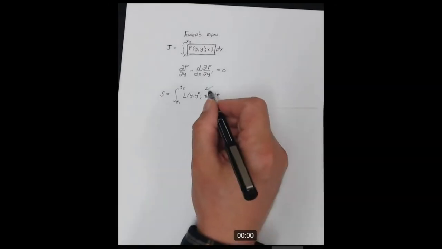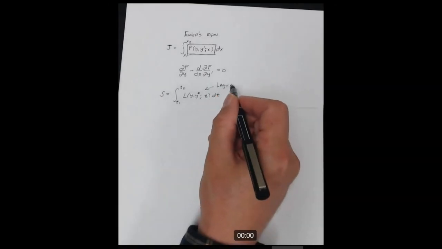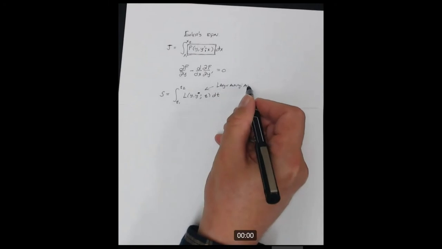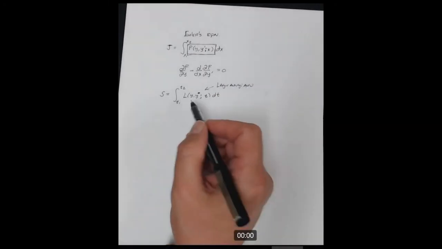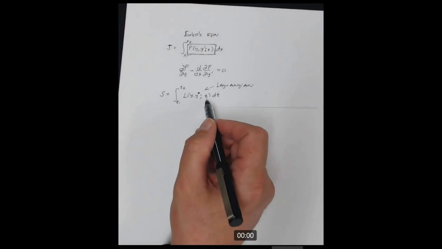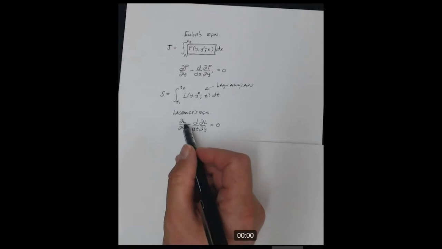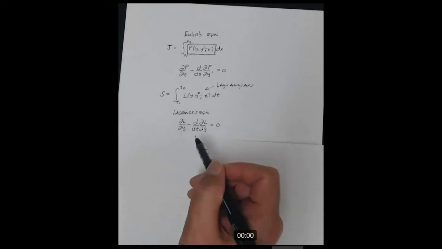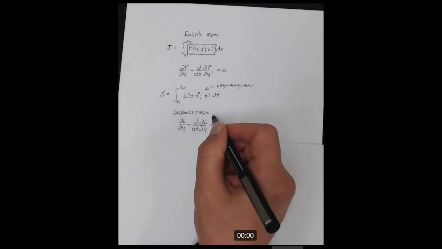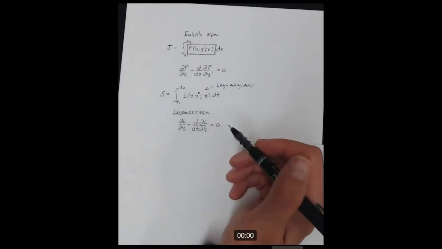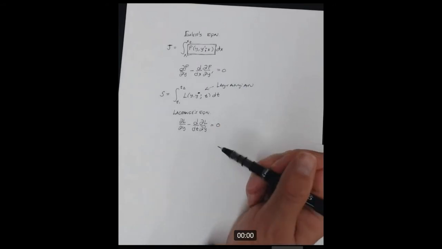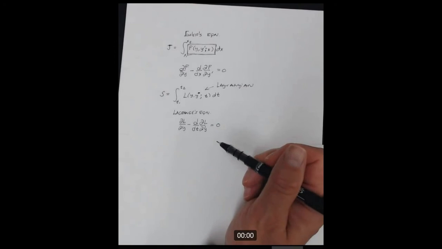And now I'm writing the independent variable as t for time instead of position. And if that's so, then to minimize this, we'll use Euler's equation, but since we have L here, we'll call it Lagrange's equation. And the reason we'll call it Lagrange's equation is that Lagrange was the first one to apply this to the movement of particles.